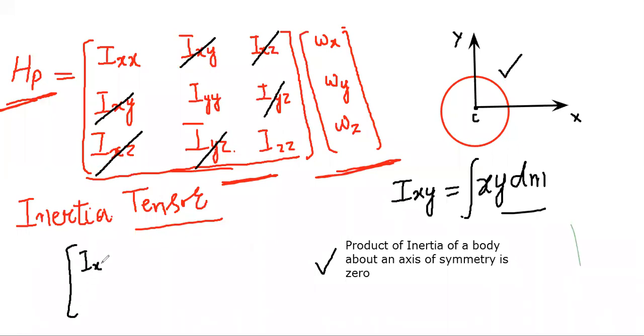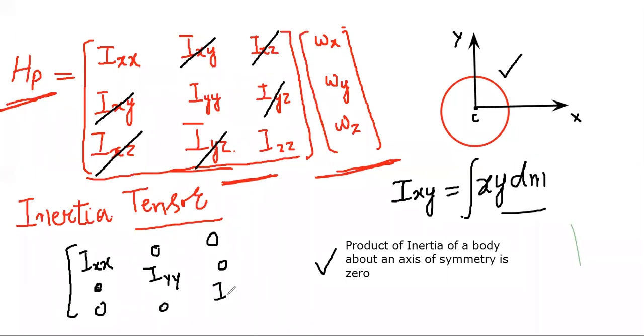For symmetrical bodies, we'll have Ixx, 0, 0, then 0, Iyy, 0, and 0, 0, Izz.